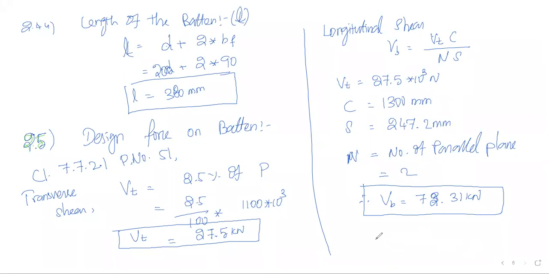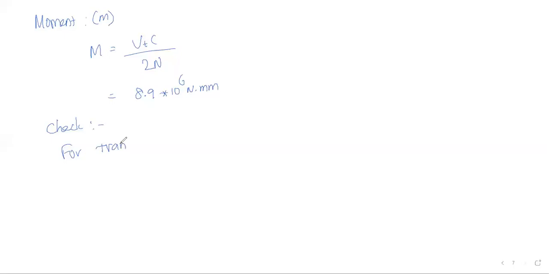Next, the moment. The formula is M equal to Vt into C divided by 2 into N. If I substitute Vt equal to 27.5 into 10 to the power 3, C value 1300, divided by 2 into the N value, which is also 2, then the moment becomes 8.9 into 10 to the power 6 Newton mm. Now check for transferring shear.